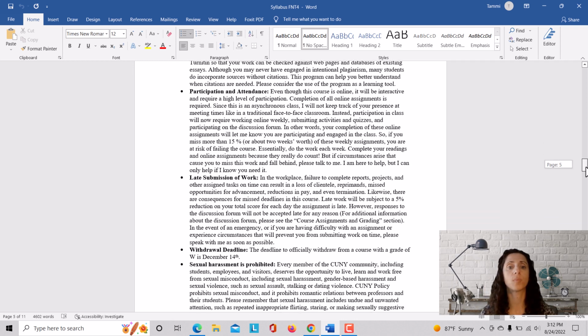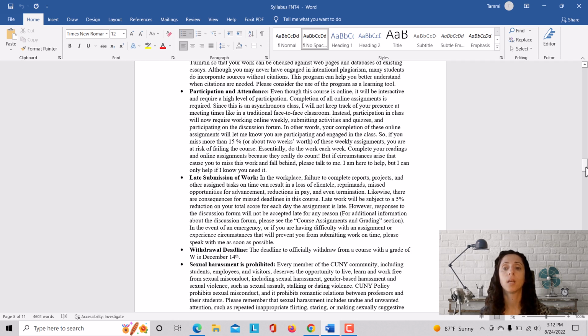Next, we have participation and attendance. So even though this course is online, it will be interactive and require a high level of participation. Completion of all online assignments is required. Since this is an asynchronous class, I'll not keep track of your presence at meeting times like in a traditional face-to-face classroom. Instead, participation in class will now require working online weekly, submitting activities and quizzes, and participating on the discussion forum.